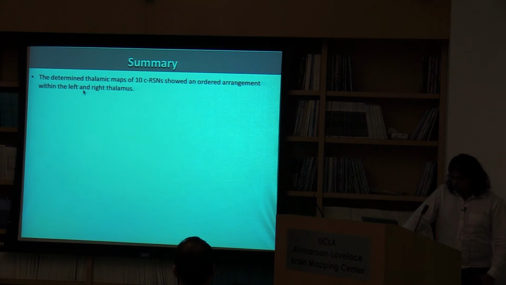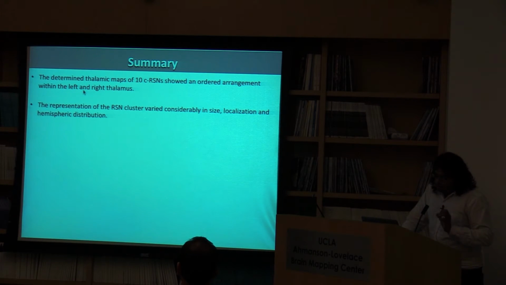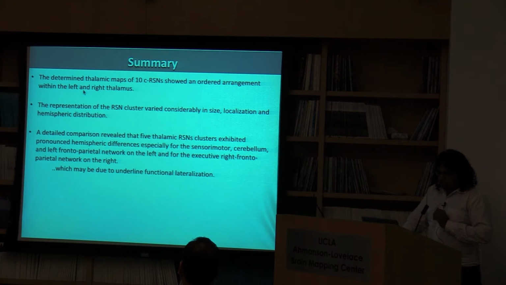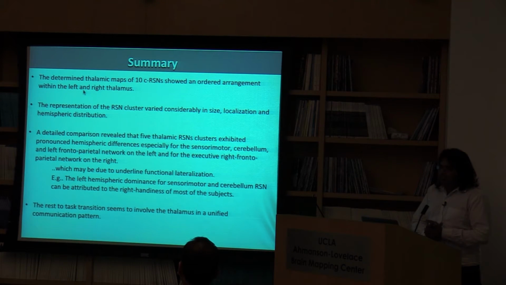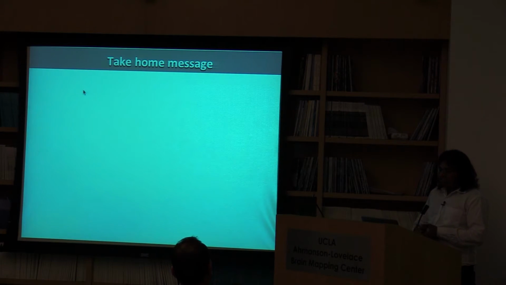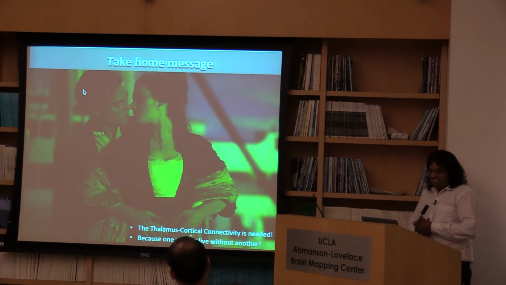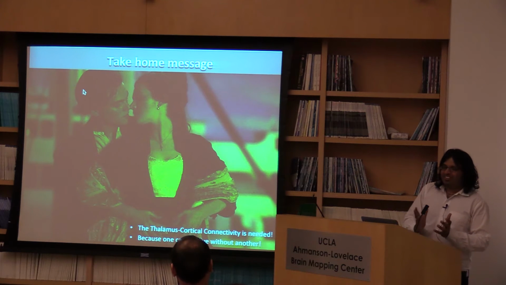And this basically summarizes it. We looked at 10 cortical resting state networks, and they showed an ordered arrangement in the left and right thalamus. The representation of resting state networks varied in size, localization, and laterality differences. The rest-to-task transitions seem to involve the thalamus in a unified communication pattern. And before I end, I want to leave one take-home message: thalamus and cortical connectivity is needed because one cannot live without the other.